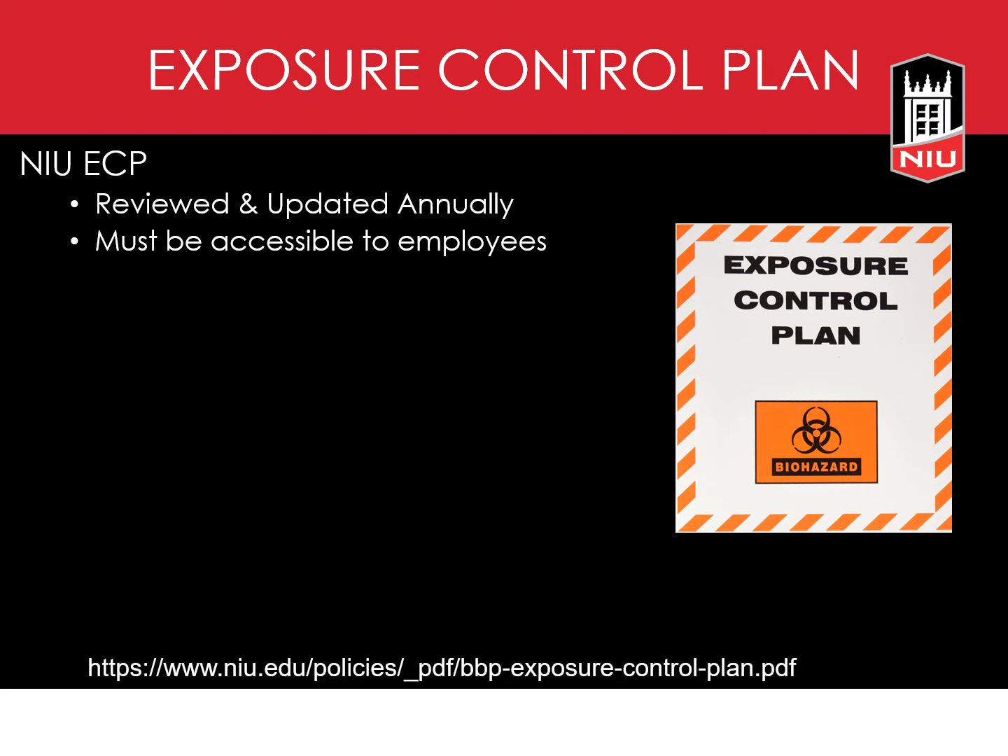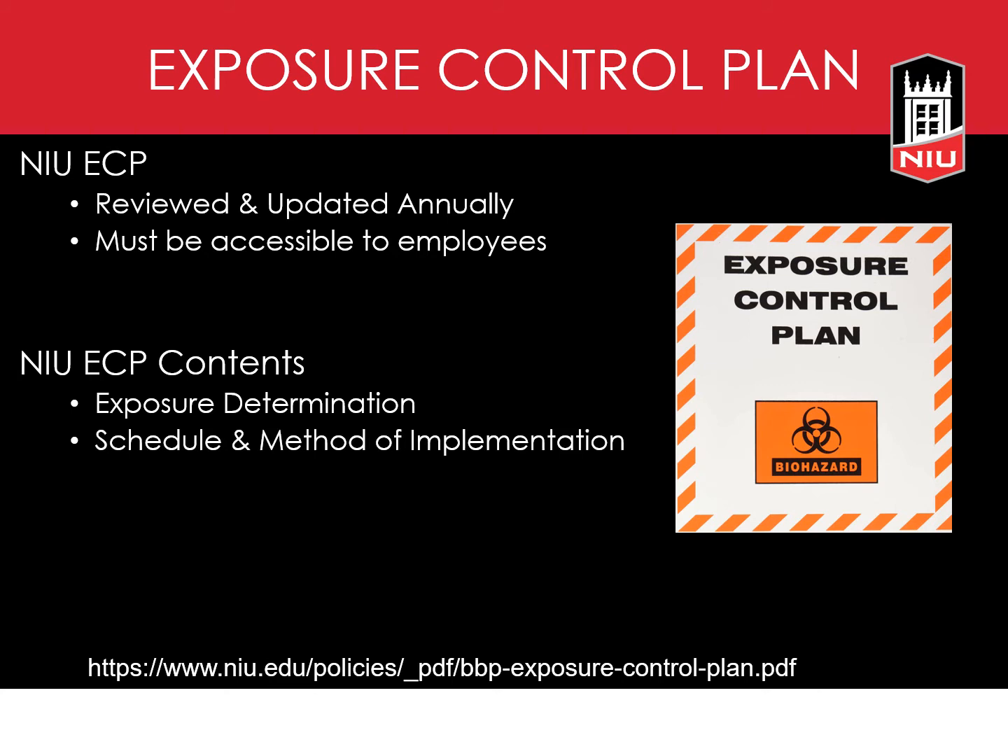You can review it by the link provided from our website or by contacting the Department of Environmental Health and Safety. Inside our plan, you'll find the following topics: exposure determination, which identifies job classification and procedures that are at risk for occupational exposure to blood or OPIMs, schedule and method of implementation, which determines the methods of compliance by addressing research laboratories, hepatitis B vaccination, communication of hazards to employees, and record keeping. And finally, the procedure for evaluation of exposure incidents. Please take time to review our ECP and provide feedback to your supervisor regarding necessary changes.